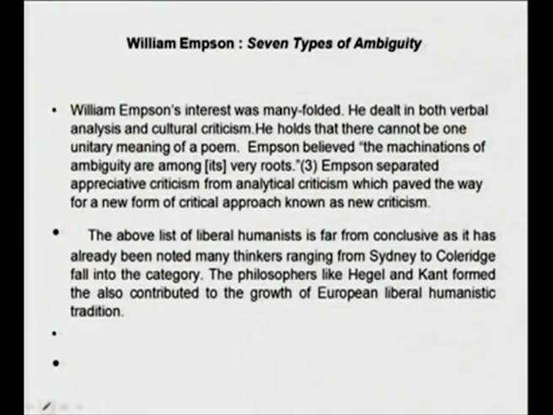William Empson also, in his Seven Types of Ambiguity, had many-fold interests. He dealt in both verbal analysis as well as cultural criticism. He holds that there cannot be one unitary meaning of a poem. Empson believed the machinations of ambiguity are among its very roots. Empson separated appreciative criticism from analytical criticism, which paved the way for a new form of critical approach known as new criticism. Yes, we are on the borderlines of new criticism, because the way that we look into close analysis, then into cultural criticism, merges into another domain altogether.